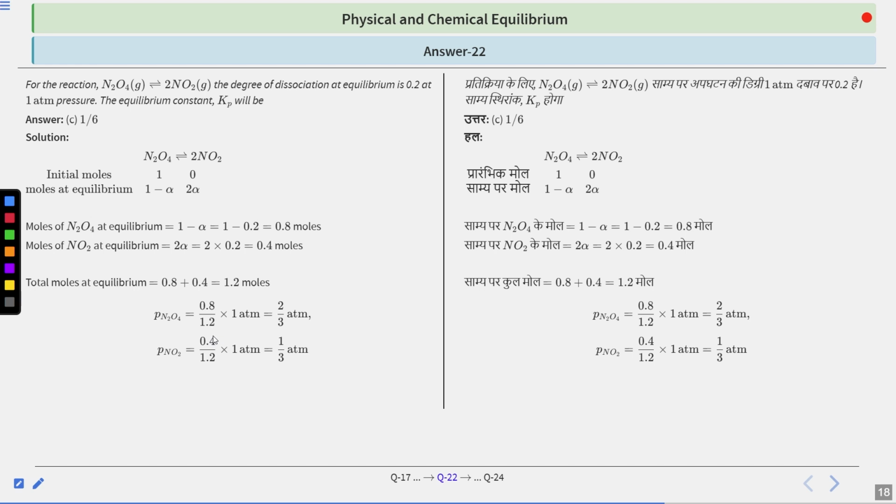Again, the pressure of NO2 will be the mole fraction of NO2 multiplied by the total pressure, that is 1 by 3. Hence, Kp can be calculated using these values of pressure. So we will have NO2 whole square, which is (1 by 3) square, divided by 2 by 3. It will give us 1 by 6 as your Kp.